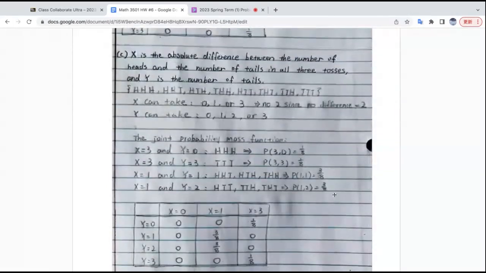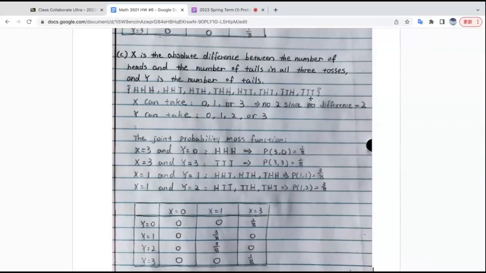And C, X is the absolute difference between the number of heads and the number of tails in all three tosses, and Y is the number of tails. So X in here can take 0, 1, or 3. There's no 2 because we didn't have the difference between heads and tails be 2. So like the first one, the difference is 3. And second one is 2 minus 1, so it's 1. This is also 1, 1, 1, 1.